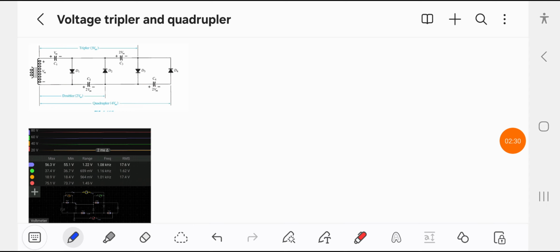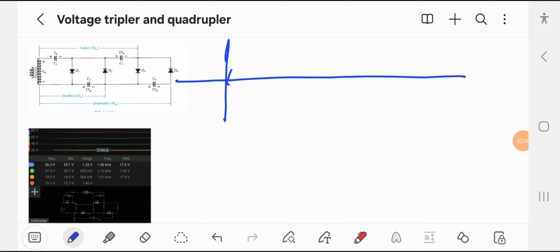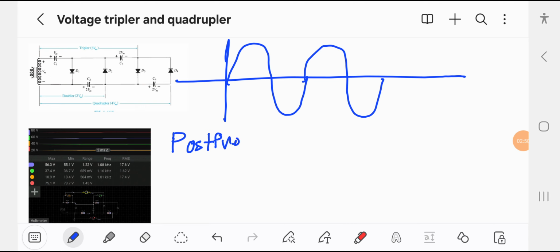So the working of this network: if we pass a sine wave through this network, during the first half positive sine wave, D1 will start conducting. So this diode will start conducting and capacitor C1 is charged up to the peak input voltage, which is Vm.